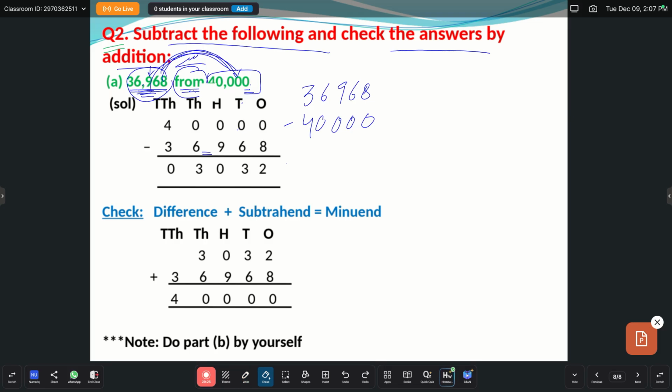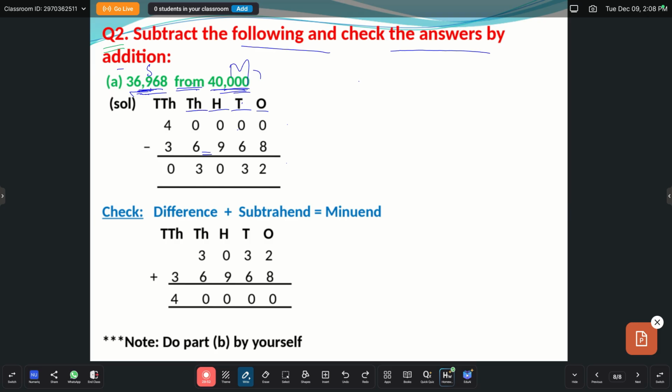It means that minuend is not this number. Minuend is this, and this is our subtrahend. Okay, don't get it wrong. Always look at this word. This is your minuend and this is your subtrahend. You will first write down this number. You will arrange them in the columns first: ones, tens, hundreds, thousands, and 10,000s. Now, I will write the number that is 40,000.